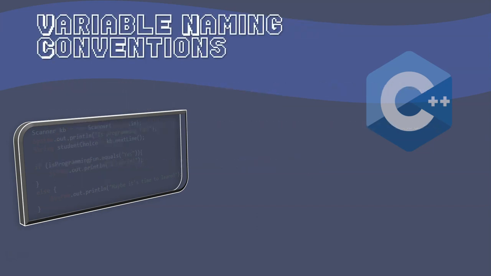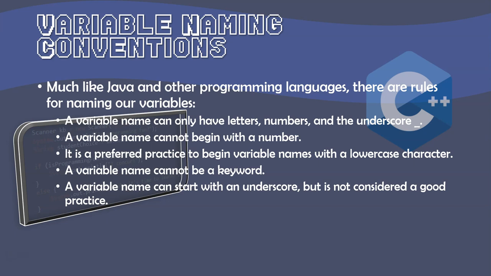Now, in terms of the naming conventions that we have for variables in C++, much like in Java and other programming languages, there are certain rules that we should use or standards that we should follow. So, for example, a variable name can only have letters, numbers, and an underscore. A variable name cannot begin with a number. It's also preferred practice to begin variable names with a lowercase character. You'll see a lot of camel casing, for example, get used here. A variable name also can't be a keyword, so something like return is not a valid variable name. And a variable name can start with an underscore, though this is not considered a good practice, in fact, because underscores are typically used to indicate separation of words here.